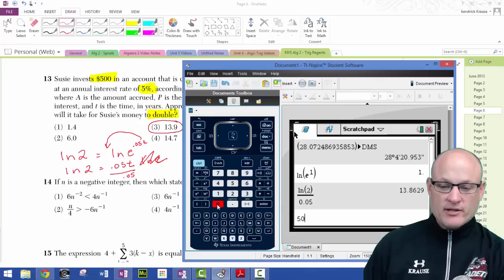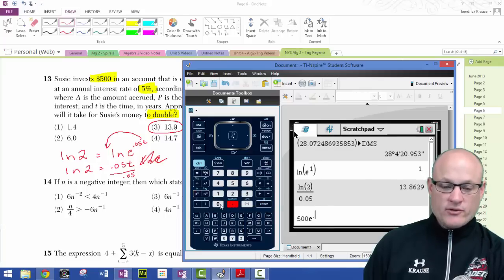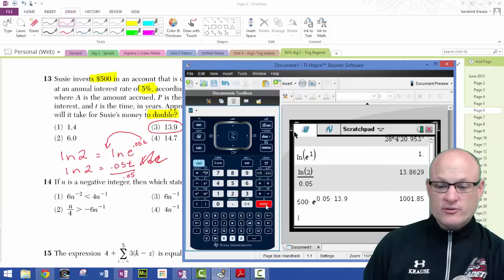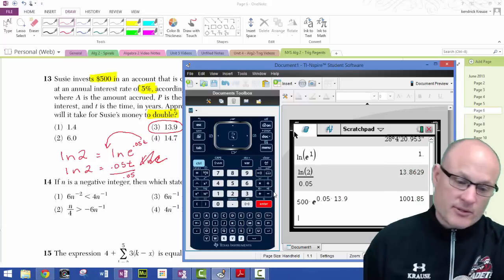500 was my initial investment. e to the 0.05 times, and the answer we picked was 13.9. So it should be close to 1,000. There it is. Very close to 1,000. And there's my answer.